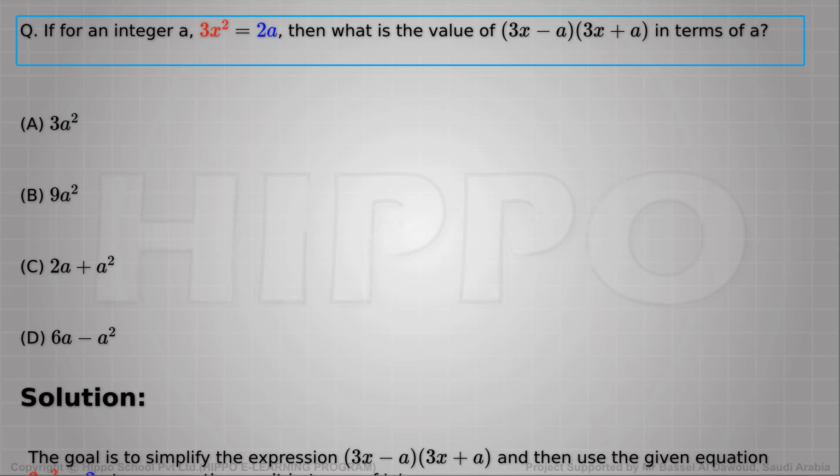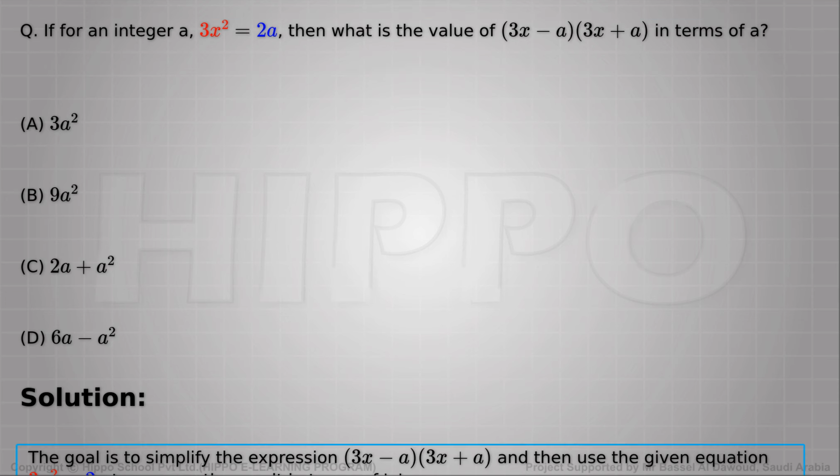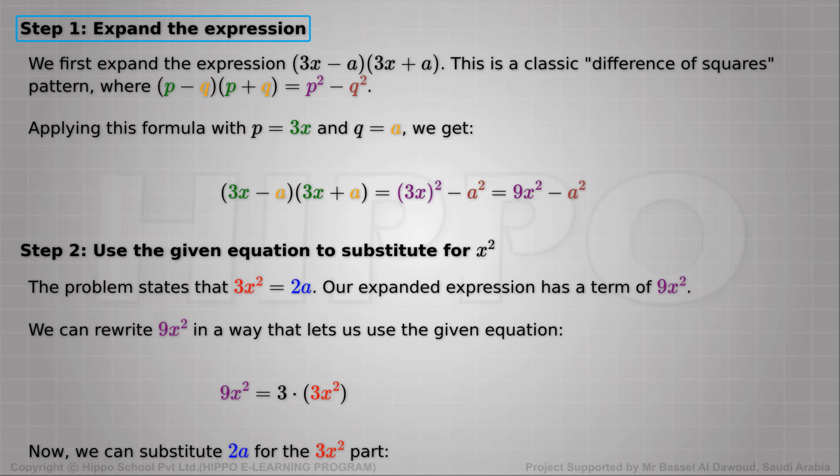To do this, we're given a crucial piece of information: 3x squared equals 2a. Our strategy will be to first simplify the main expression and then use the given equation to substitute and eliminate x. All right, let's start with step 1.